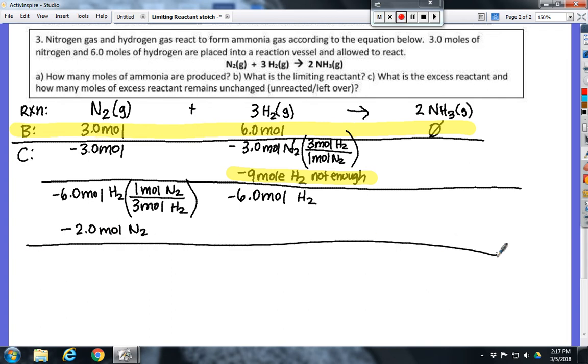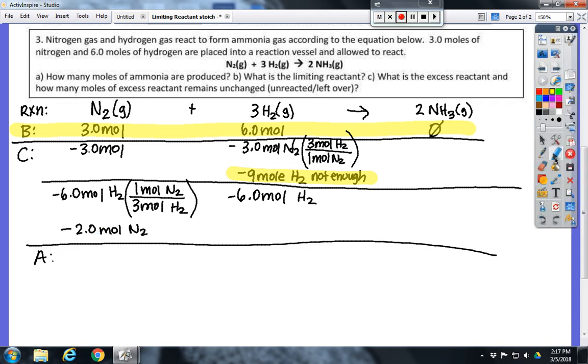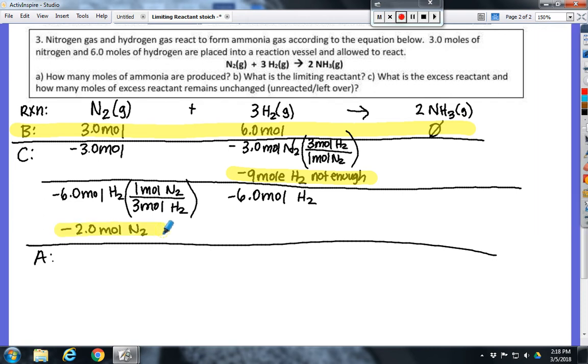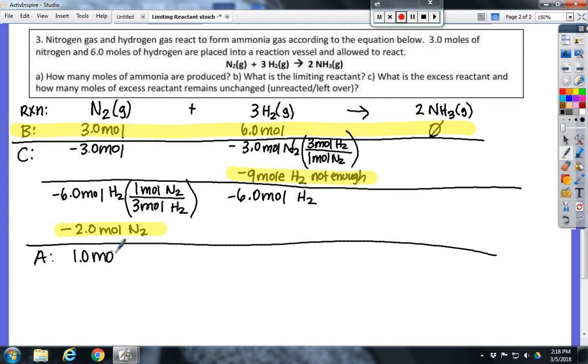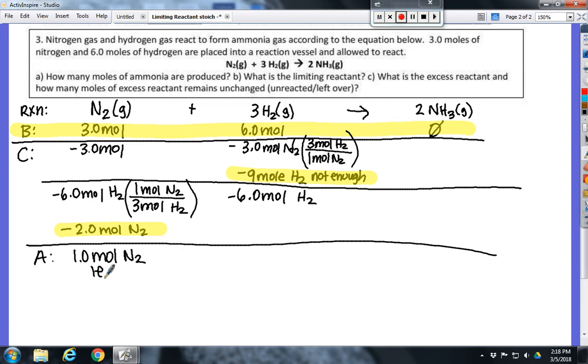So let's make our little after row. So, remember, I like to highlight. And I'll have highlighters out for you guys when you're doing these problems. So 3 minus 2 gives us 1 mole of nitrogen left over. And then 6 minus 6 is 0 moles of hydrogen left.